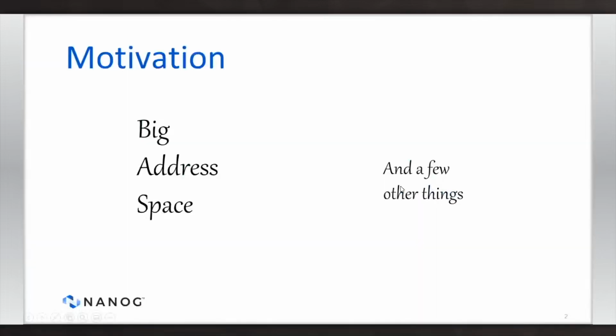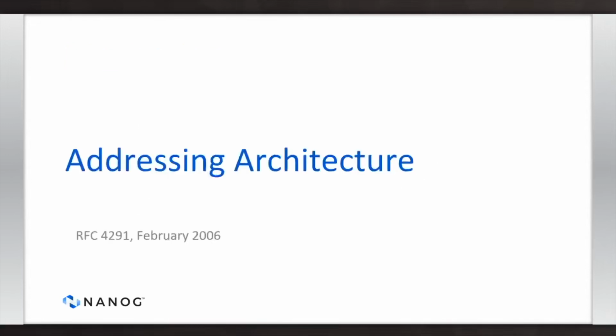First, what's the motivation for IPv6? When IPv6 was first conceived 27 years ago, the motivation was big address space and a few other things. We're going to take a look at a few aspects of IPv6, and the first is the addressing architecture. Clearly, the motivation was big addresses, so let's take a look at those big addresses.